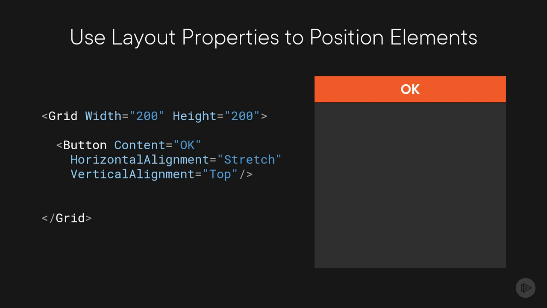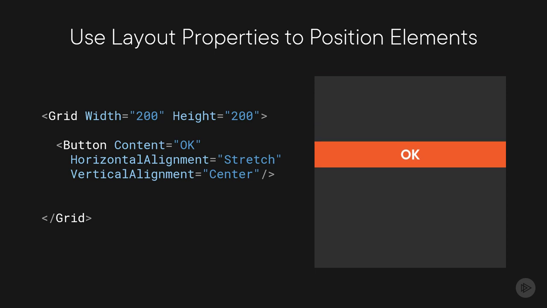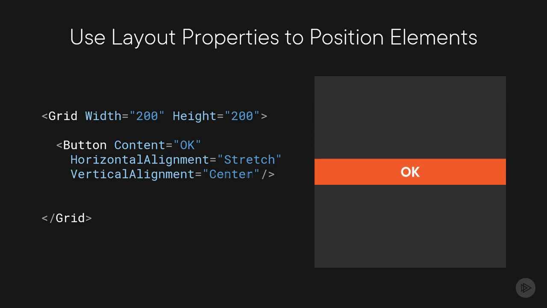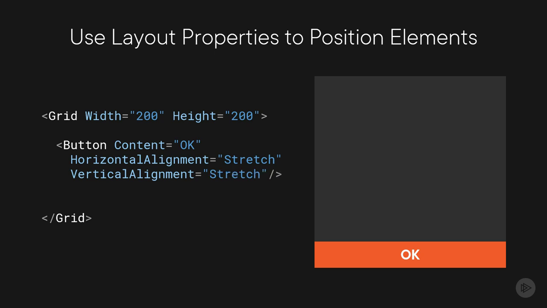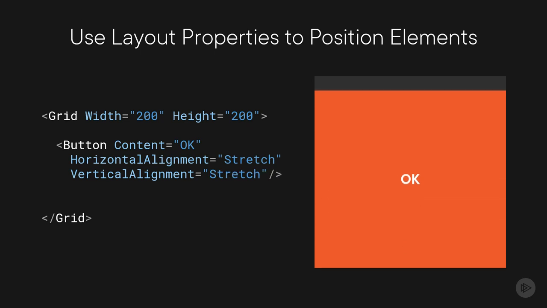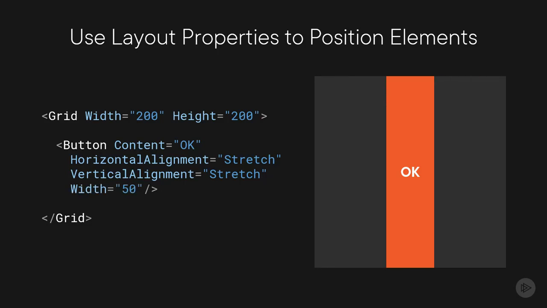Also, the vertical alignment property can be set to center the button vertically. When you set this property to bottom, the button will be placed at the bottom of the available space. Like horizontal alignment, you can also set vertical alignment to the value stretch, and then the button is stretched vertically to the available space. Now let's set on the button the width property to a value of 50. This means that the button has now this width of 50 pixels, so it is not stretched anymore to the available size of the grid.